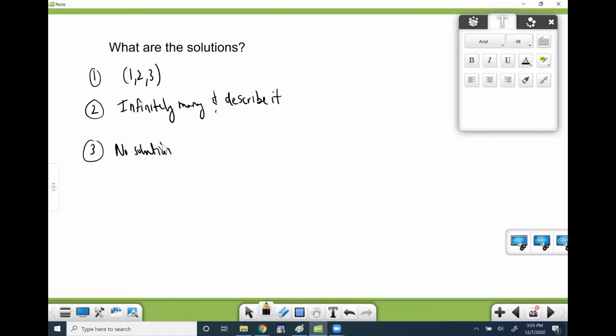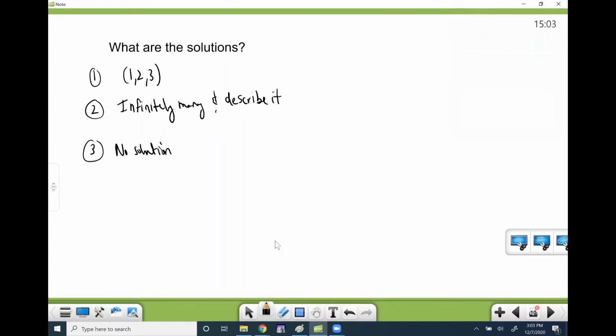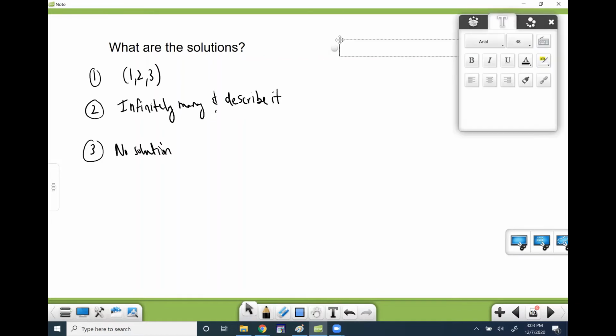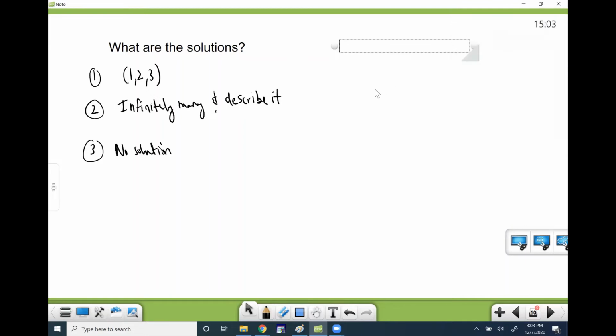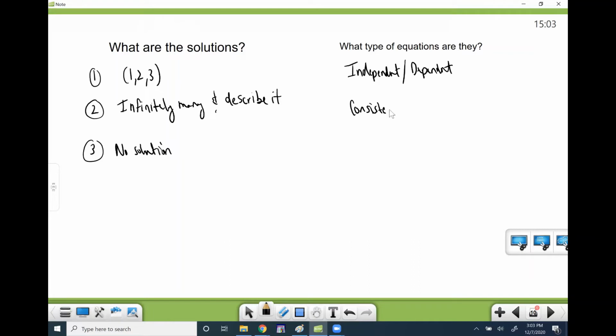Now, when do they want us to use the words like consistent, inconsistent, dependent, independent? That would be if the directions say, what type of equations are they? What type of equations or lines or planes are they? That's when you're going to say independent, dependent, consistent, inconsistent. Okay, hopefully that helps, like when I use what.